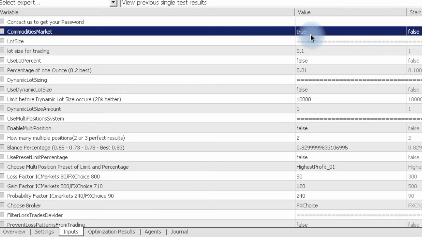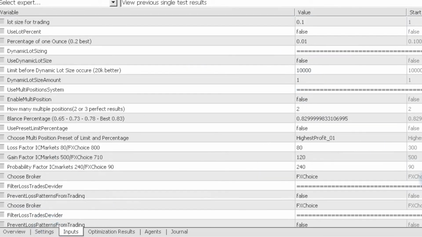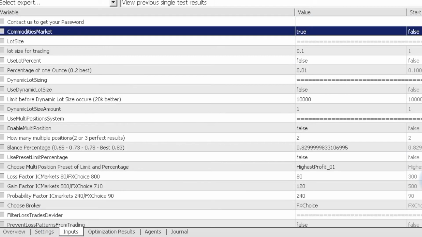Now, for the input fields, most people get confused with these fields and what they mean and what they do. That's why this video is to explain everything about this EA. And also it will give you a very good idea about other EAs and how they work and the concept of EA. So basically, the first field, which is the commodities market, we need to set this to true because we're dealing with gold.